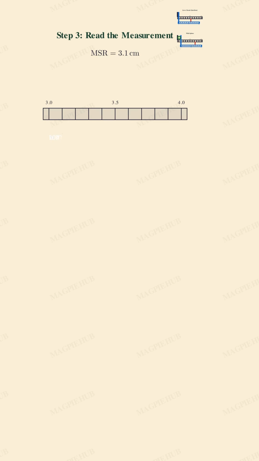Step 3. Read the measurement with the sphere. The main scale reading is 3.1 centimeters. The seventh vernier division coincides with a main scale line. The vernier scale reading is 7 times 0.01, equals 0.07 centimeters. So the observed reading is 3.1 plus 0.07, equals 3.17 centimeters.